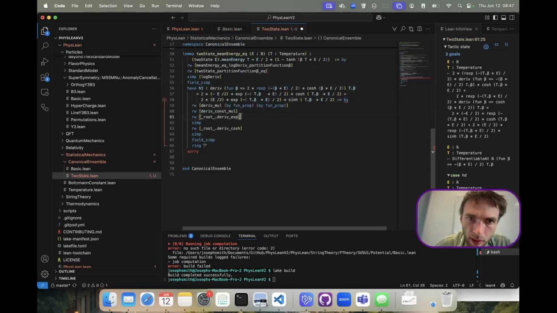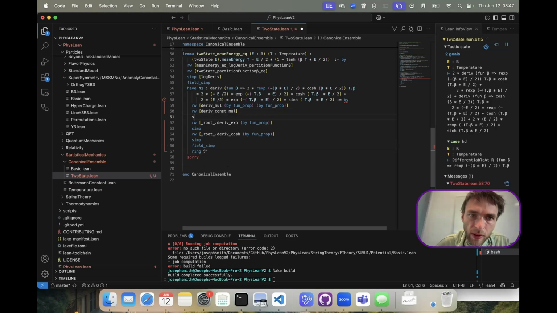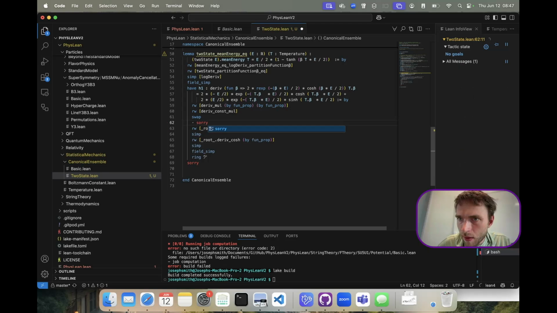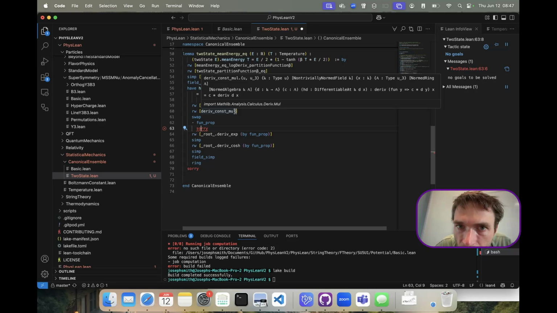Okay, that one didn't work, so let's come back to that one. That did work. Okay, so I should have one goal left, which is this goal here. And where did this come from? So I have to show that this is differentiable. Does fun_prop work? It does work. I don't know why. Why did that not let me do this? Okay.